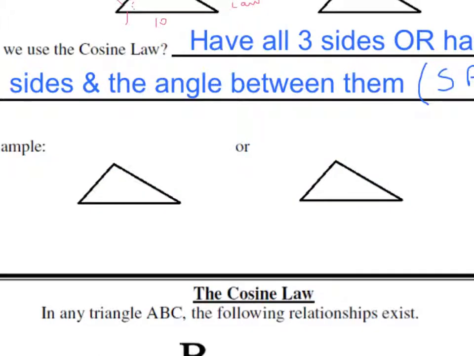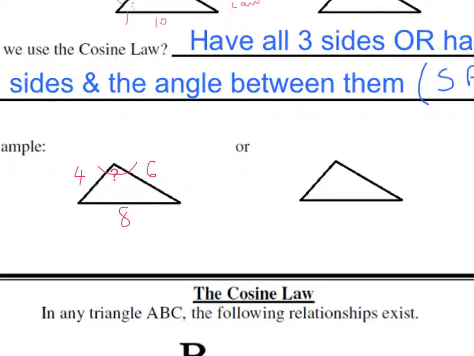So in this triangle right here, if we had all three sides, this is 4, this is 6, and this is 8, and we were looking for this angle right here, then we would use cosine law.